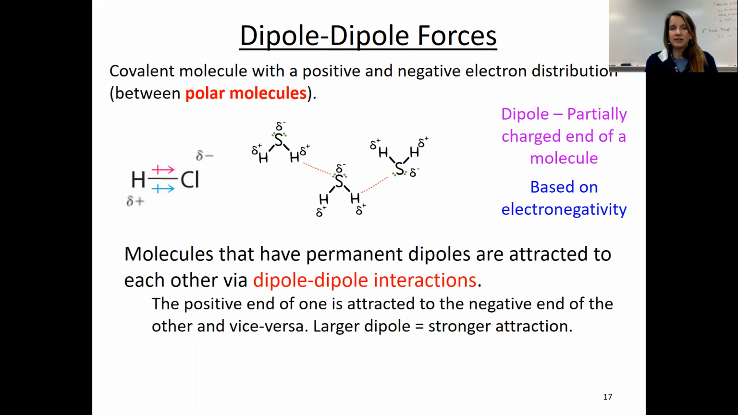So those permanent dipoles create this stronger attraction between, for example, the hydrogen of this one molecule and the sulfur of this other molecule. So the larger the dipole, the stronger the attraction we're going to have. And we can tell that based on the electronegativity differences between the atoms in that bond. So let's take a look.